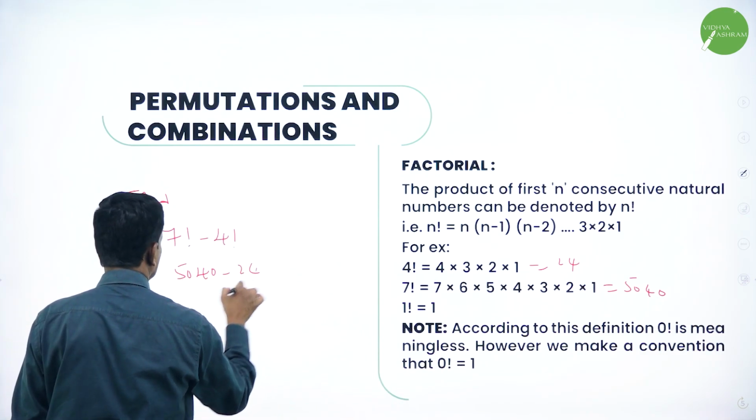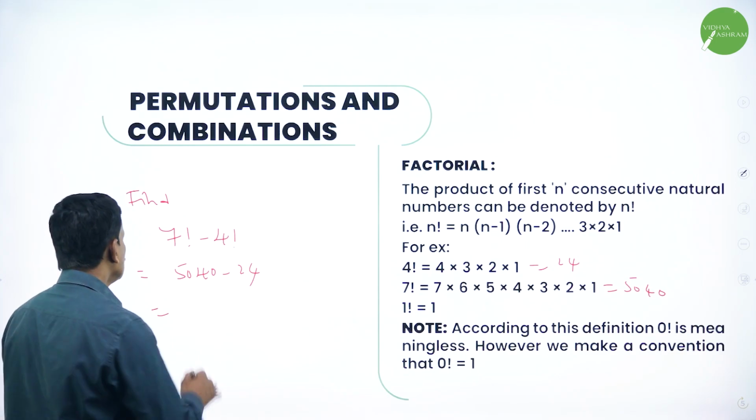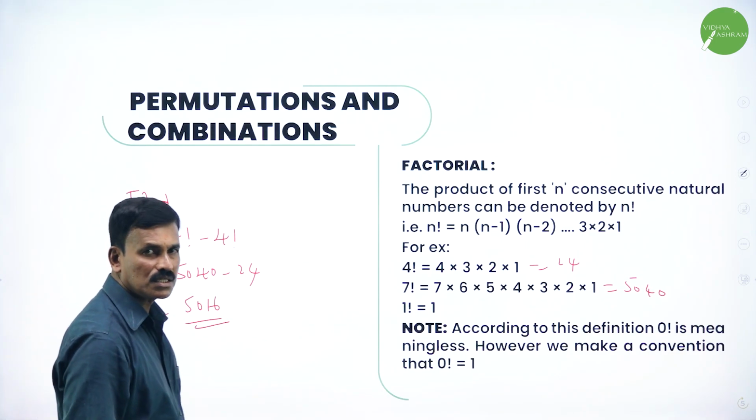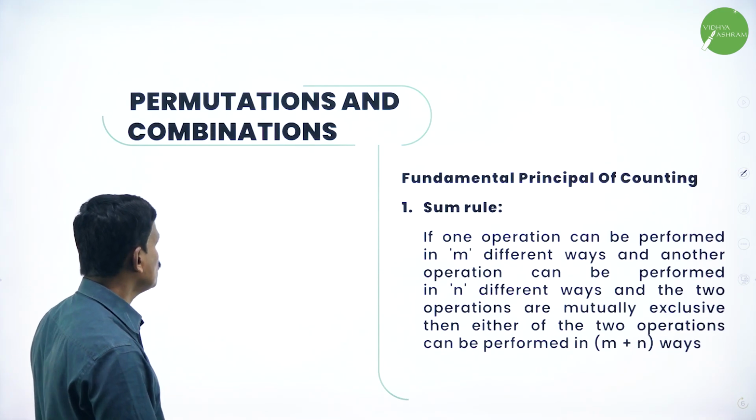5040 minus 24. What is this equal to? So, 40 minus 24 is 16. 5016. That's it. Okay. Now, let us move on to the next concept.